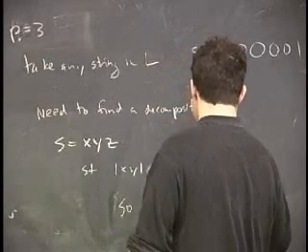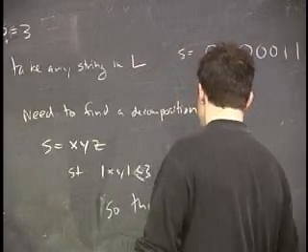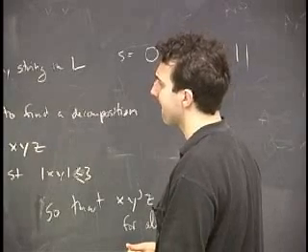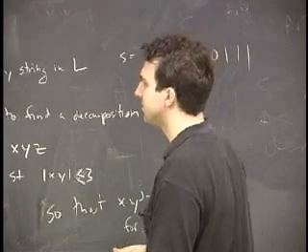Find a decomposition such that the length of xy is less than or equal to 3, such that xy to the j z is in L for all j. I guess it holds for 2 also. Oh, this one's too easy.